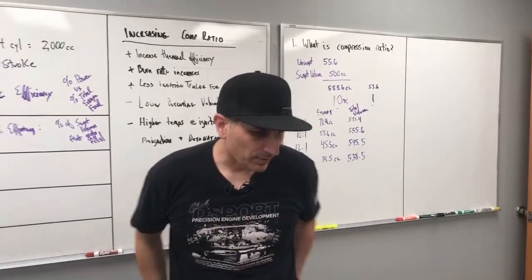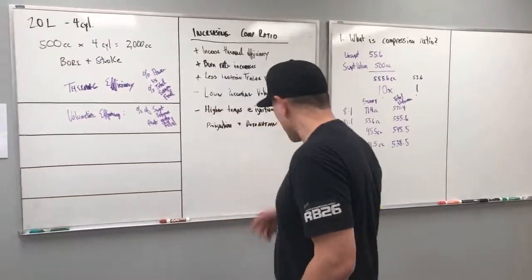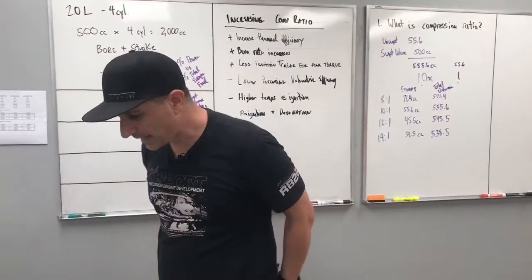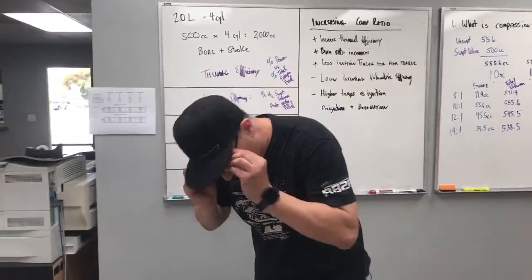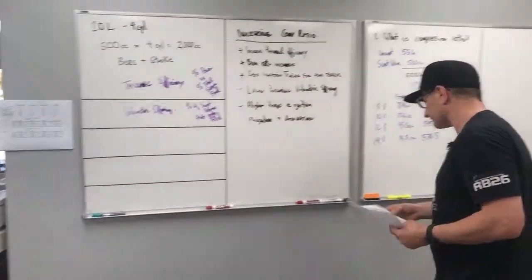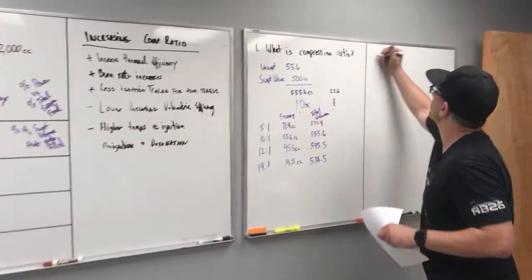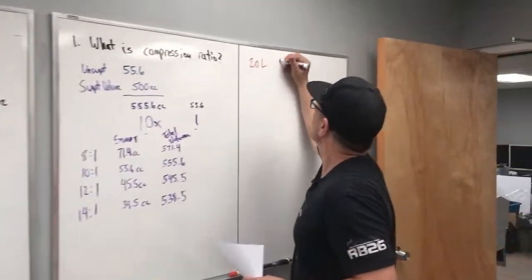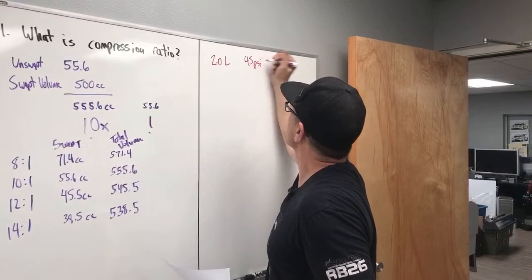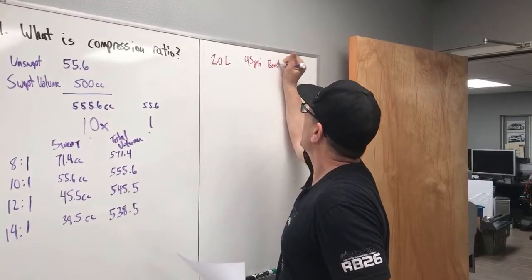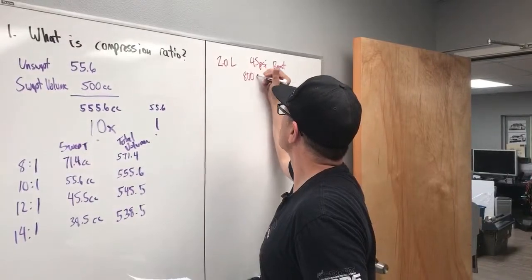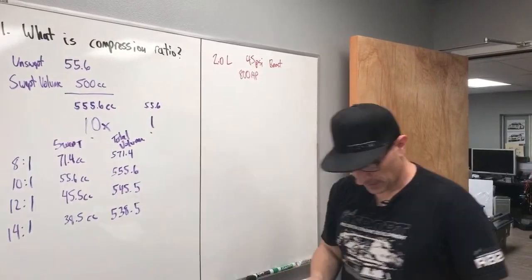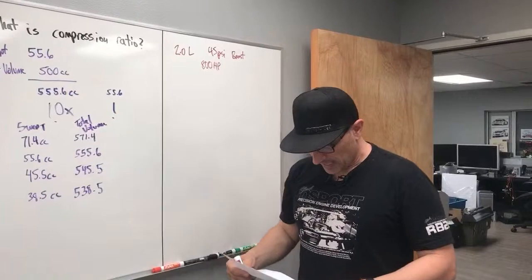And I'll give you an example there. Let's say somebody had a 2-liter engine, right? So now we've got a 2-liter, and we're running 45 PSI boost, okay? And right now, it's making 800 horsepower, all right?